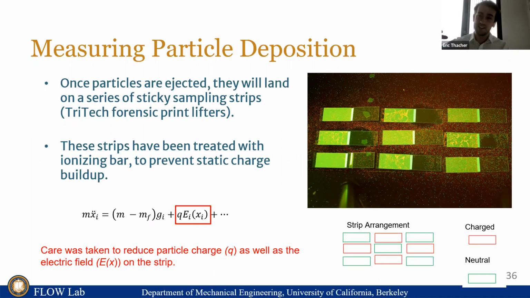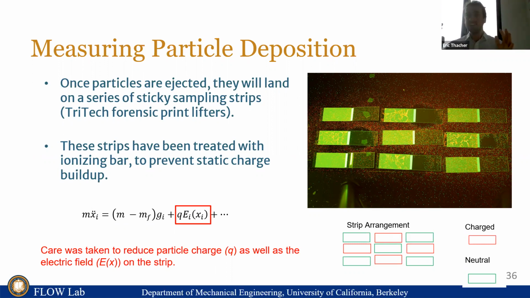Now that we're ejecting particles in a steady state way, we want to be able to measure how they deposit. How we did that was we had a series of forensic fingerprint lifters that we set around the room in a known pattern. And again, I mentioned this electrostatic effect because it was really important for these fingerprint lifters. Essentially, if we didn't charge neutralize the lifters, then no particles would deposit on them, which was really frustrating. So we had to treat them with an ionizing bar to reduce the charge on them.